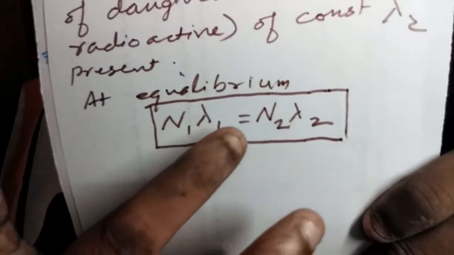dN by dt is equal to lambda N. So the rate of decay of the parent is N1 lambda 1, because dN by dt is N lambda. The rate of growth of the daughter is N2 lambda 2. So when these two rates are equal, we say that the system is in equilibrium. Daughter, parent, equilibrium. Then we can write N1 lambda 1 equals N2 lambda 2.